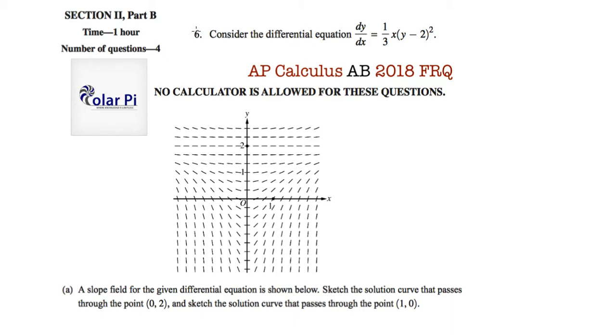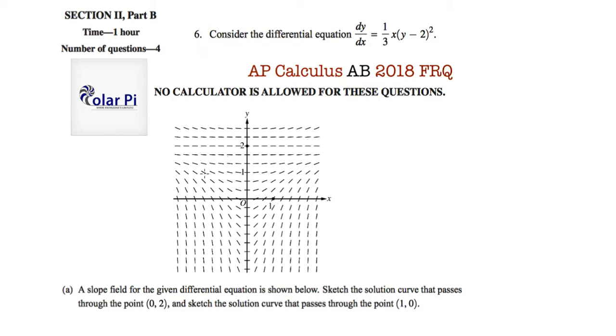Hey guys, welcome. So problem 6, and therefore the last problem on the 2018 AB FRQ, and it's a slope fields question. And in part A, what we're asked to do is graph the solution curve going through the point 0, comma 2, and also through the point 1, comma 0.